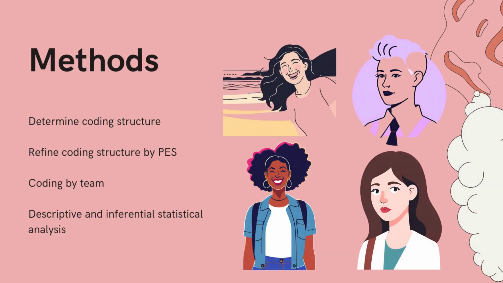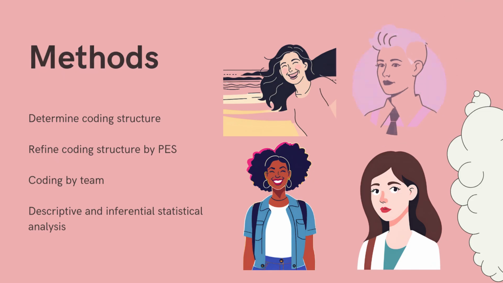In order to conduct this study, we determined a coding structure using a Qualtrics survey, which was then refined by the Patient Engagement Studio at the University of South Carolina. We then had a team of 4 people code the images, with their demographics shown on the right. We had one coder code every single image that we compiled in order to establish a baseline, and the other 3 coders randomly coded a third of the images each. Our data were then analyzed using both scripted and inferential models.